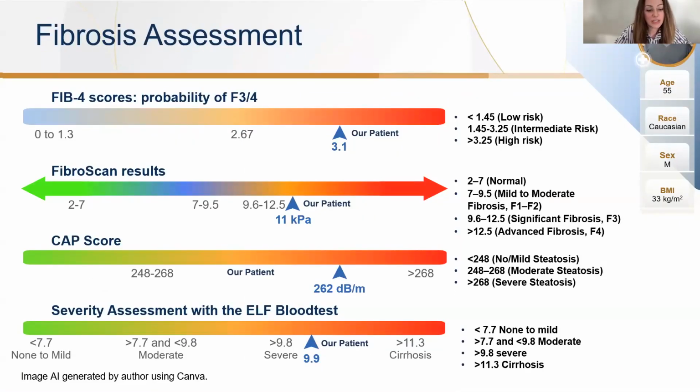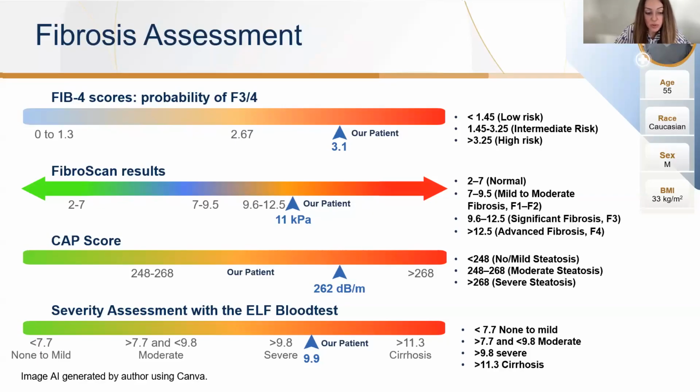So we would use non-invasive tests. The first one would be a FIB4. It is the easiest one to calculate. The score was 3.1, which falls into the high risk for advanced fibrosis category. Naturally, we do a second NIT, FibroScan, which confirmed F3 fibrosis with a median liver stiffness of 11 kilopascals.